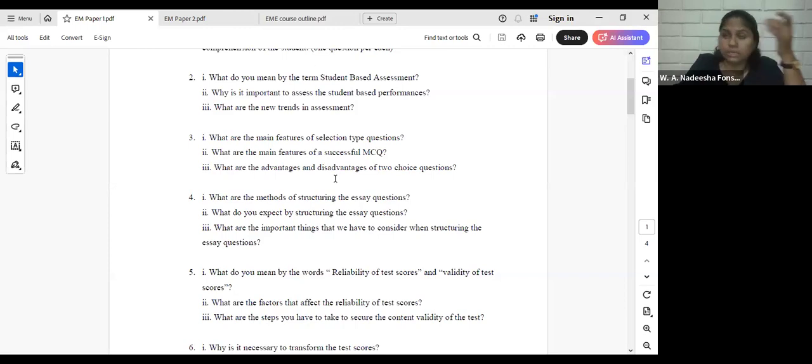When we consider the stem and the correct answer, it should complete the sentence. And the responses should be in ascending or descending order. If it is figures, it should be in ascending or descending order. What about the clues? From the responses or from the stems, there should be no clues to the answer.